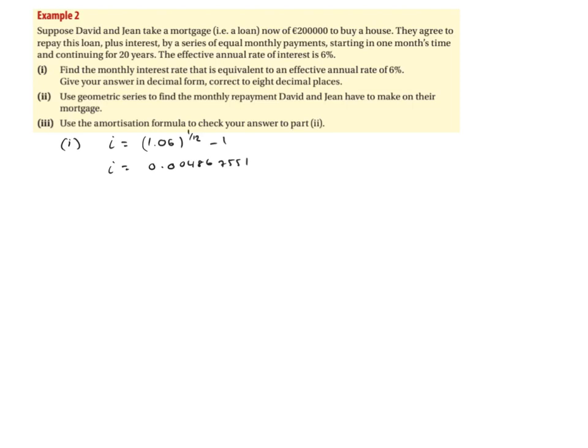Now that we have that, that's the first bit. It says use a geometric series to find the monthly repayment. So essentially it's just setting up what we did before. If you think about it, what's happening here is we draw the timeline. At this particular bit we're getting P, and then we're getting a whole load of amounts again. So we have to pay all these monthly payments.